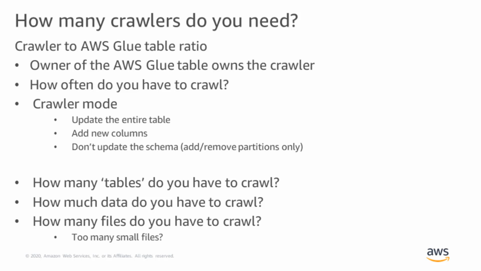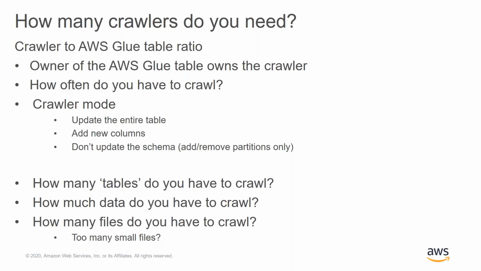Finally, how many files do you have to crawl? You may be crawling just 100 gigs of data, but you may have 10 million files. That will slow the crawler down because the crawler has to open each and every one of those files. There's no magic, a crawler has to open those files and look at the data to decide what kind of schema it has, right? So if you have too many small files, you may want to think about more crawlers. So these are just guidelines for you to think about how you decide how many crawlers you need, all right?